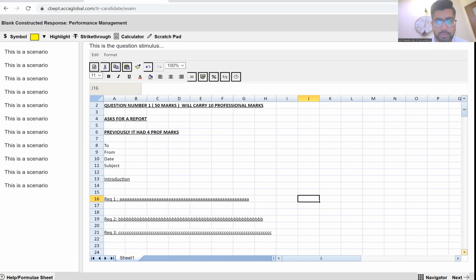Now also the question number 1 of 50 marks will come. It will ask for a report. Previously, it had 4 professional marks. Now to earn those 4 professional marks, I gave you a format. First you need to write to, from, date and subject.